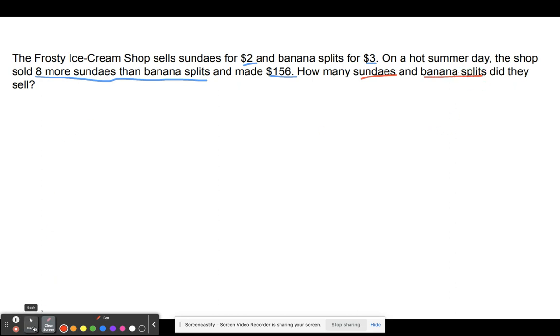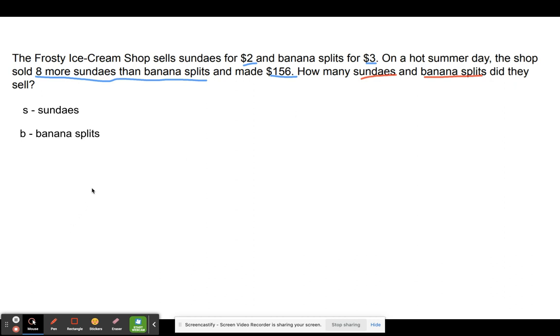Okay, so just like I said before, first thing we want to define is the variables of what you were looking for. And they're asking for the sundaes and banana splits. So first, I'm going to say that S equals sundaes, and then B will be the banana splits. Pretty simple, right? Just choosing the first letter of what you're looking for.